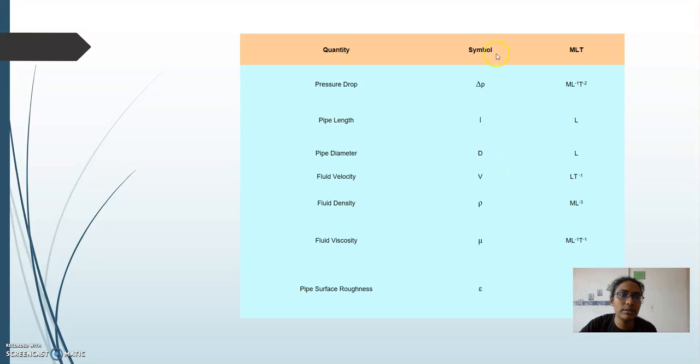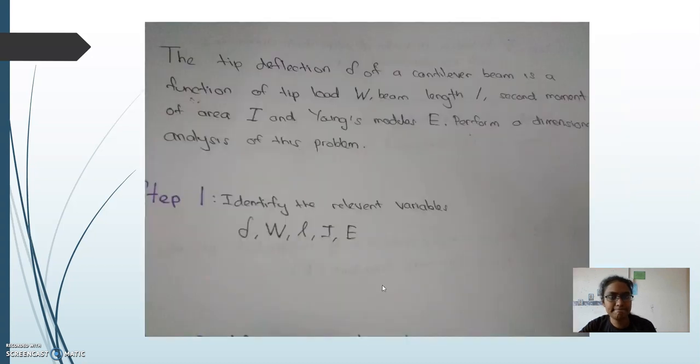Pipe diameter, the symbol is D, the MLT that we're going to use is capital L. Fluid velocity, the symbol is V, and the MLT we're using is LT^-1. Fluid density, the symbol is rho, the MLT symbol we're using is ML^-3. Fluid viscosity, mu, that we're using is ML^-1 T^-1, and others.